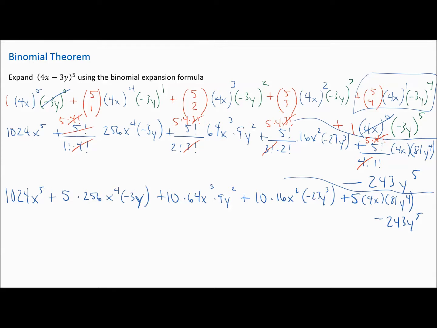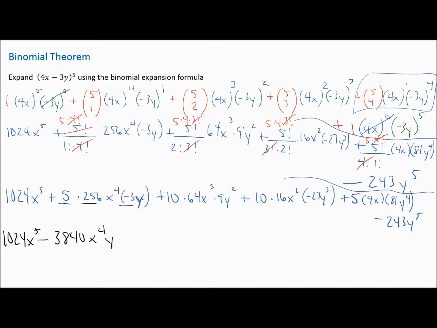And I'm going to do it in black. Make it official. So my first term is 1024x to the 5th. Now I'm going to multiply 5 times 256 times negative 3. We know it's going to be negative. It's big. 5 times 256 times 3, negative, is negative 3,840. And that's x to the 4th, y to the 1st. You agree? Let's check it again. 5 times 256 times negative 3 is negative 3,840. And then notice I have an x to the 4th and a y to the 1st.